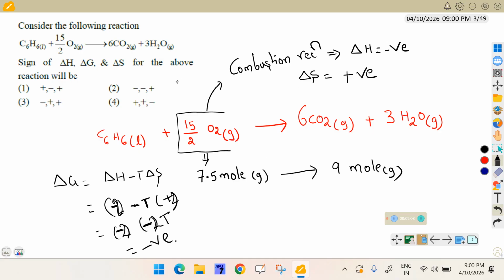You will get a negative answer. So delta H value is negative, delta S value is positive, and delta G value is also negative. Based on that, the second option is correct.